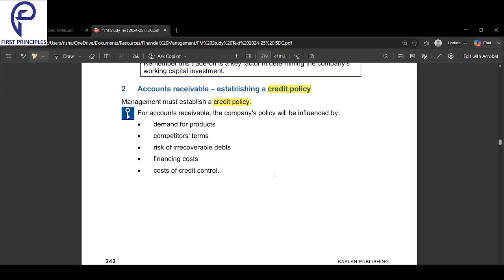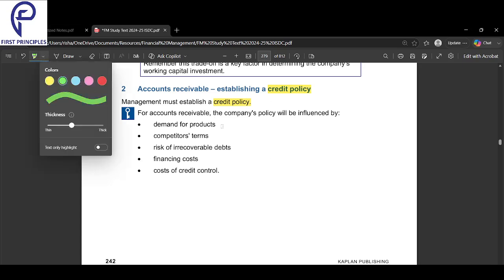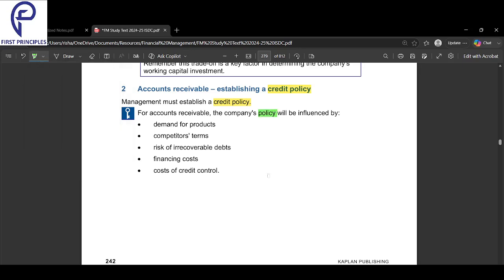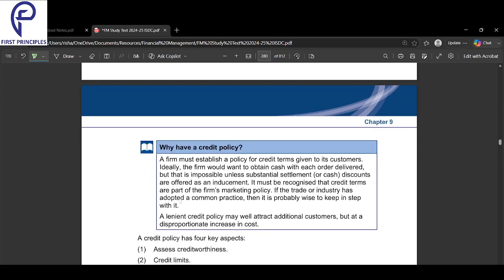Now, what are the 5 factors that influence your rules? What are the factors that should affect your rules? For account receivable, the company policy should be influenced by some things. Firstly, demand for products. If your demand is low, give more generous credit to boost the sales. First of all, the focus is on demand.